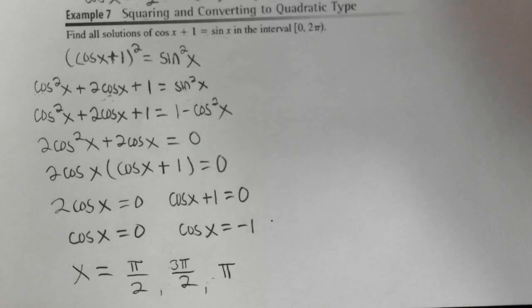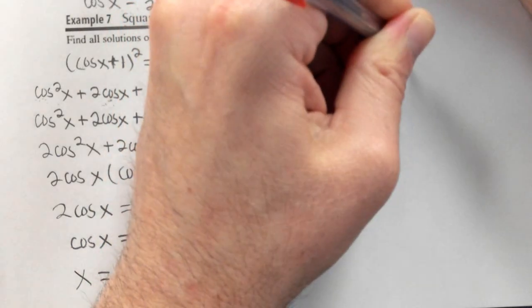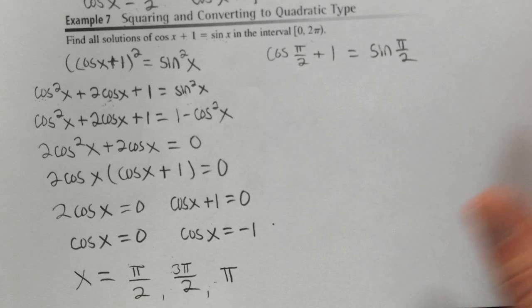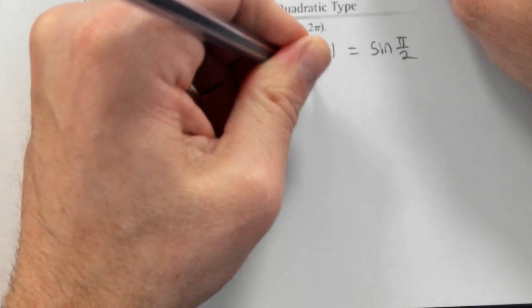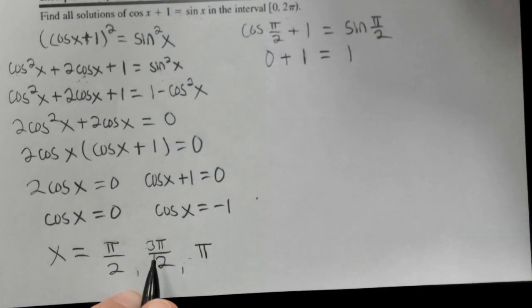So we'll check pi over 2 first. So we need to check cosine of pi over 2 plus 1 and see if that's equal to the sine of pi over 2. So that's the first thing we'll check. The cosine of pi over 2 is 0. 0 plus 1 equals the sine of pi over 2, which is 1. And so 0 plus 1 equals 1, so that's a valid solution. We'll keep that one.